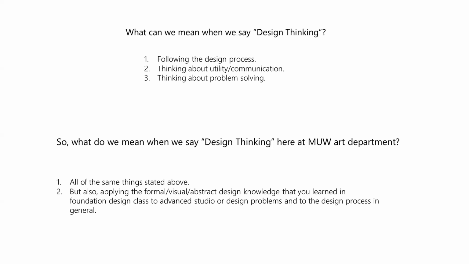That leads also to the final definition that a lot of people use for design thinking, which is thinking about problem solving. So what do we mean in the Department of Art and Design here at NW? What do we mean by design thinking? Well, we mean all of those things, right? Those are all important, but we also mean applying the formal visual abstract design knowledge, like all the stuff that you learned in design class, Design 1 and Design 2, the art elements and the design principles and the other design concepts that you learned, applying them in your design work and in your design thinking all the time. Okay? That's what we mean by design thinking.